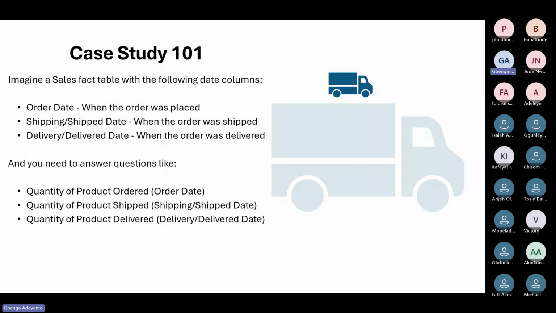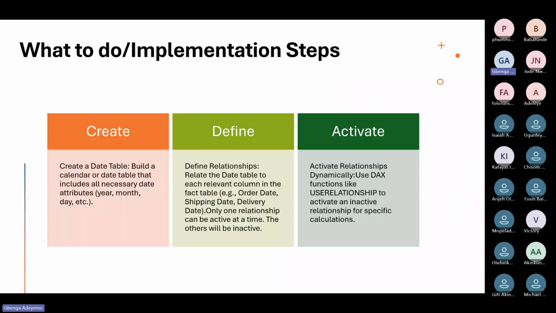The order date talks about when the order was placed. The ship date talks about when the order was shipped, and the delivered date talks about when the order was delivered. And you need to answer basic questions like number one, what is the quantity of product ordered? Number two, what is the quantity of products shipped? And number three, what is the quantity of products delivered? Now, how do you go about it?